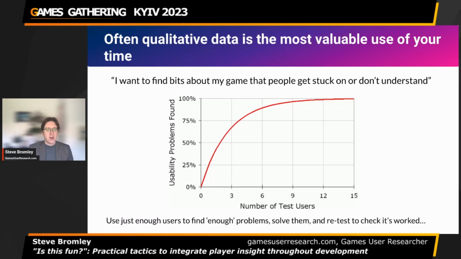And one of the most valuable research objectives, one of the things where teams get the most value, is that objective at the top there of, I just want to find which bits in my game people get stuck on or don't understand. And from 6, 10 players, you can usually find most of the high priority problems that players will get stuck on and don't understand, fix them, and then put additional effort into retesting rather than just finding those problems again and again.